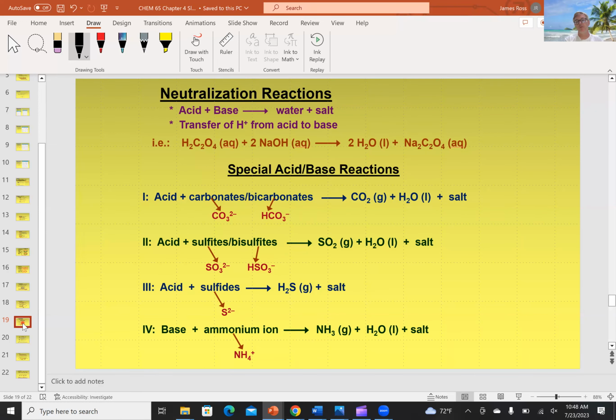Okay, let's look at neutralization reactions. A neutralization is when you take an acid and a base, you neutralize it to form a salt and water. Now, this doesn't mean you have a neutral pH or anything like that. It just means you've neutralized the original acid and base. You might still have a slightly acidic or basic salt, but you tend towards neutrality. An example, we have oxalic acid and sodium hydroxide to give water and sodium oxalate.